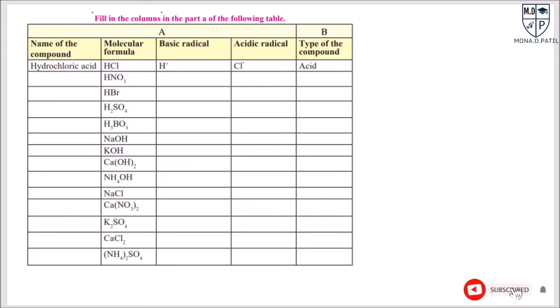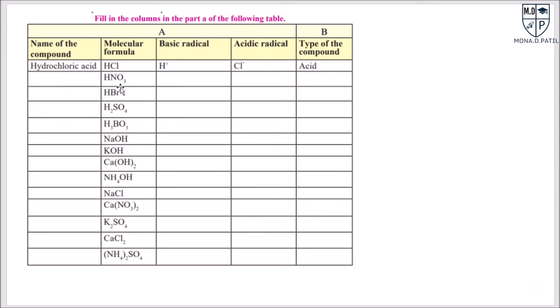Now here the table is shown. This table contains columns. In part A of the following table, you can see the name of compound, molecular formula, basic radical, acidic radical and type of compound. As you complete this table, you will come to know about the types of acids, bases and examples of salt. Here they have solved one for you, we will see some of them, and the rest you can complete.